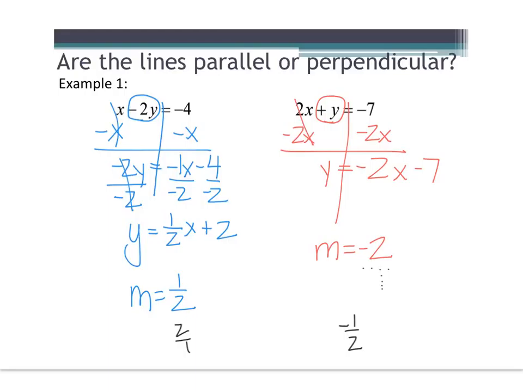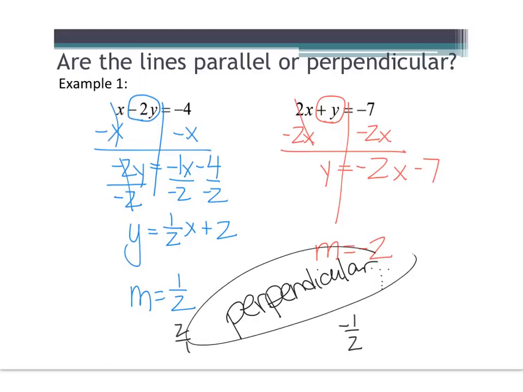If I take a look now, these two are flipped. So these are indeed opposite reciprocals, meaning that these two lines are perpendicular. And you don't need to explain anything else with them, just telling me that they are perpendicular.